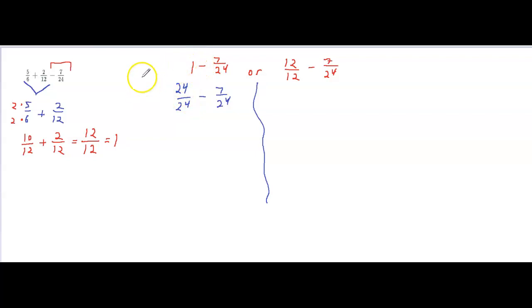So 1 is the same thing as 2 over 2, or 3 over 3, or 4 over 4, or 5 over 5, or 6 over 6, and so on and so on. But you're just going to pick whatever the denominator is, so that way you could actually subtract, because when we do subtraction, we keep the denominator the same, and we subtract across the top. So 24 minus 7 is 17.